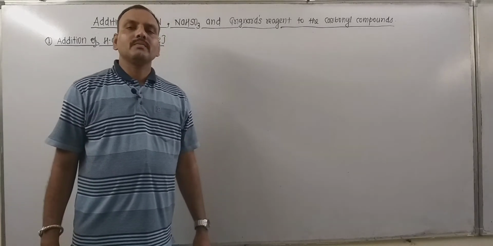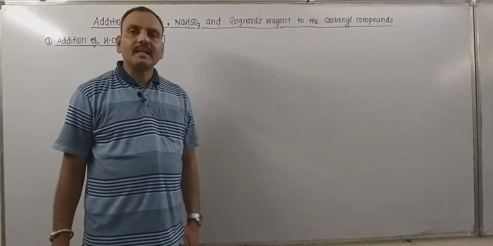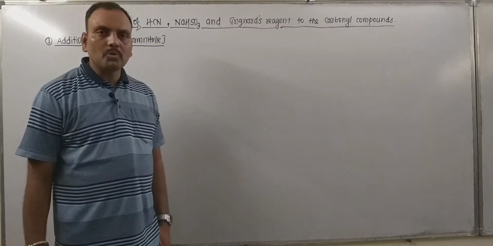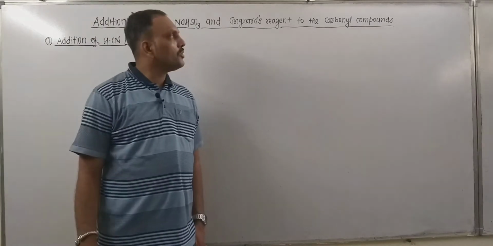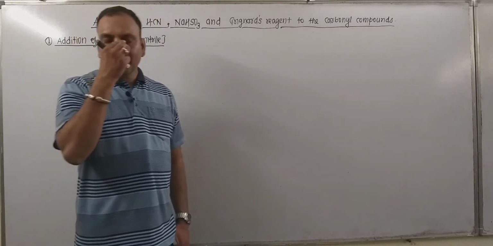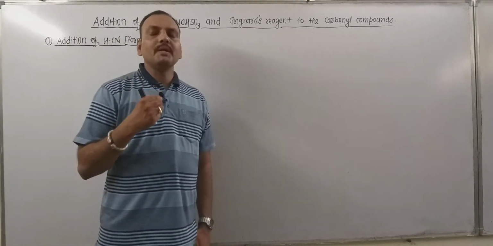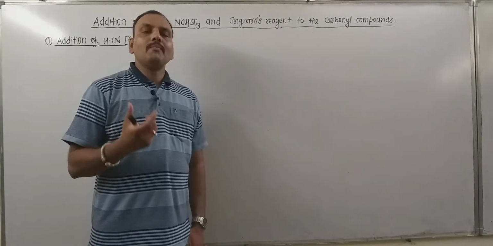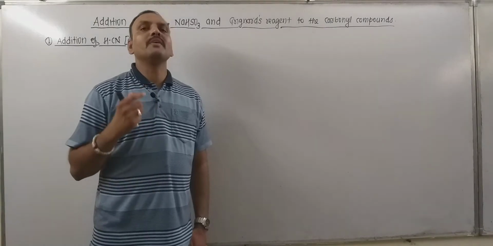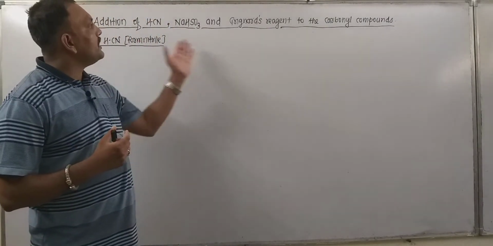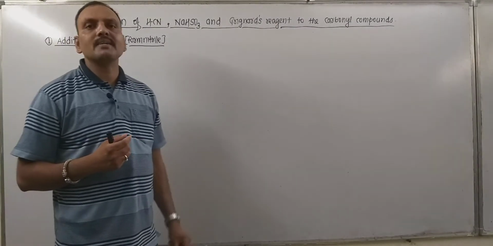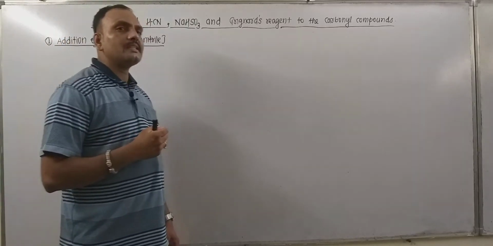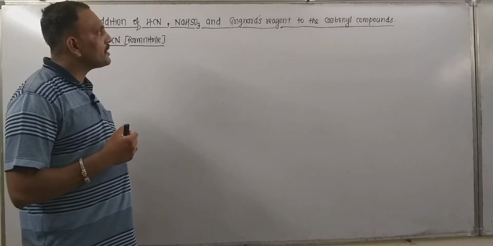Good evening to all. Today's point of discussion is the addition of HCN, NaHSO3 and Grignard's reagent to the carbonyl compounds. So we know very well that in carbonyl compounds the carbonyl group is present and the carbonyl group is polar. Therefore carbonyl compounds prefer to undergo nucleophilic addition. Now the addition of these things, I mean HCN, NaHSO3 and Grignard's reagent, are some of the finest examples of nucleophilic addition reactions. So we are going to discuss these things one by one.